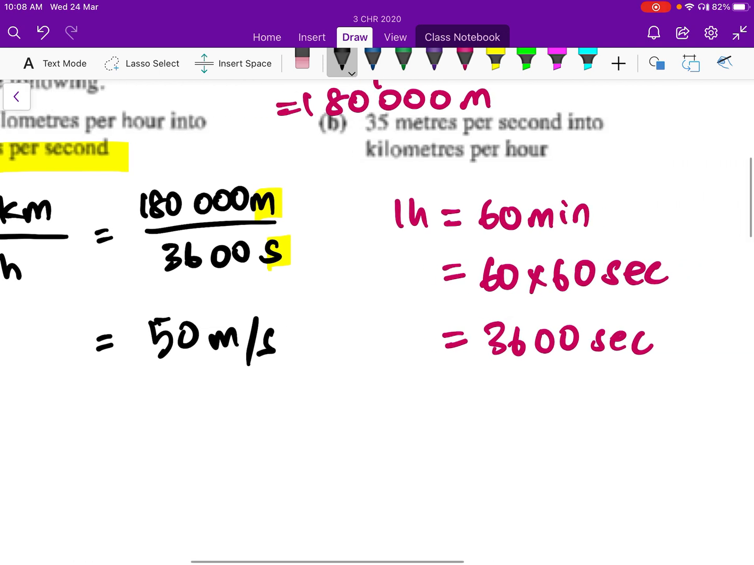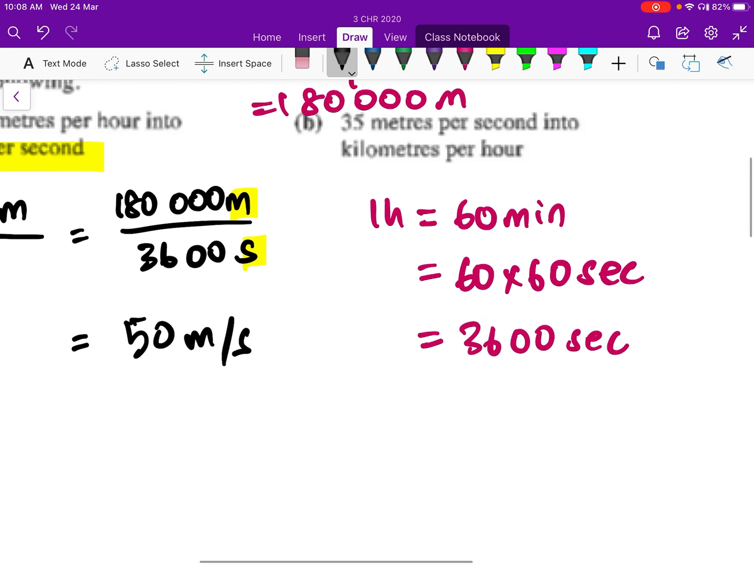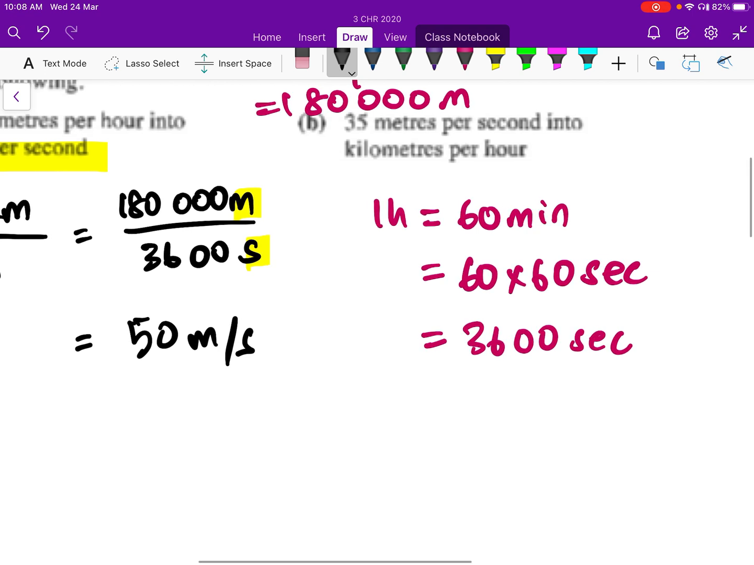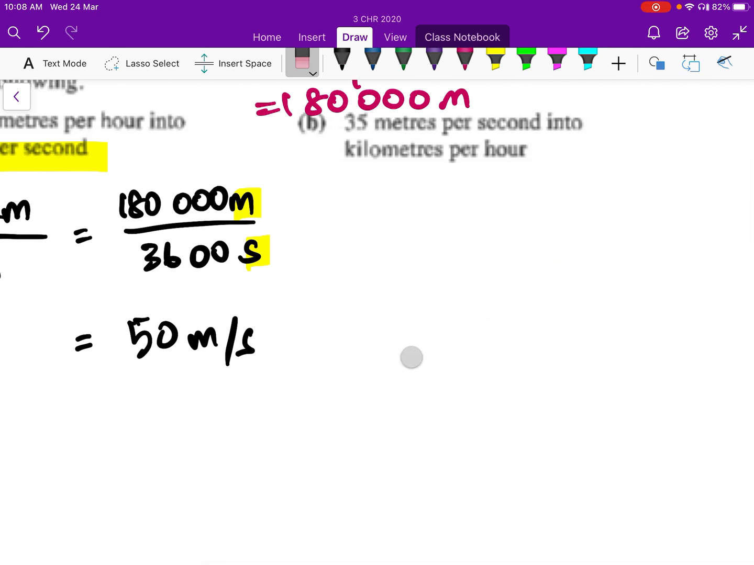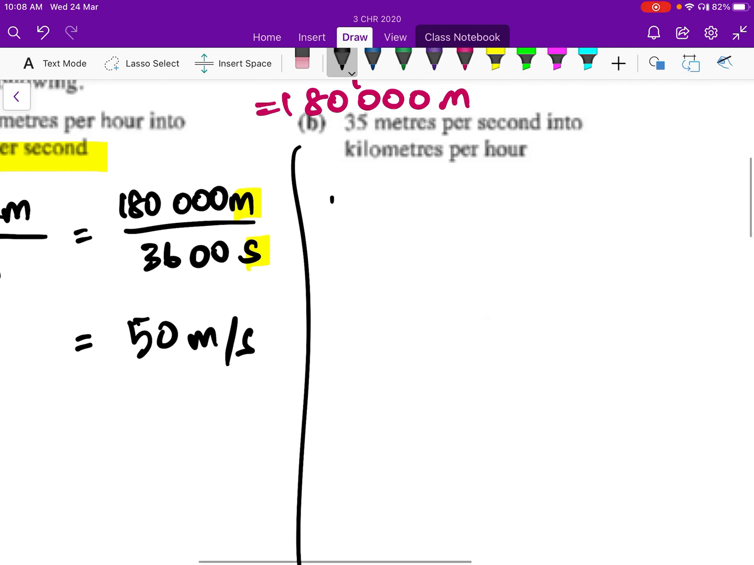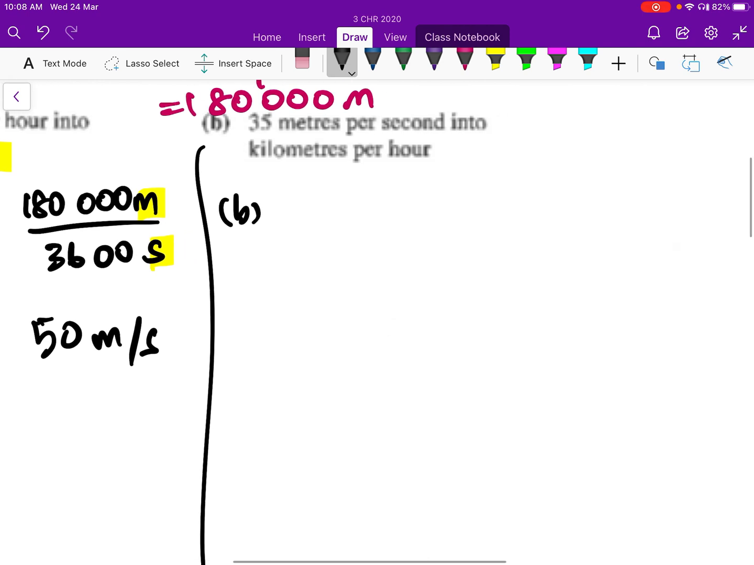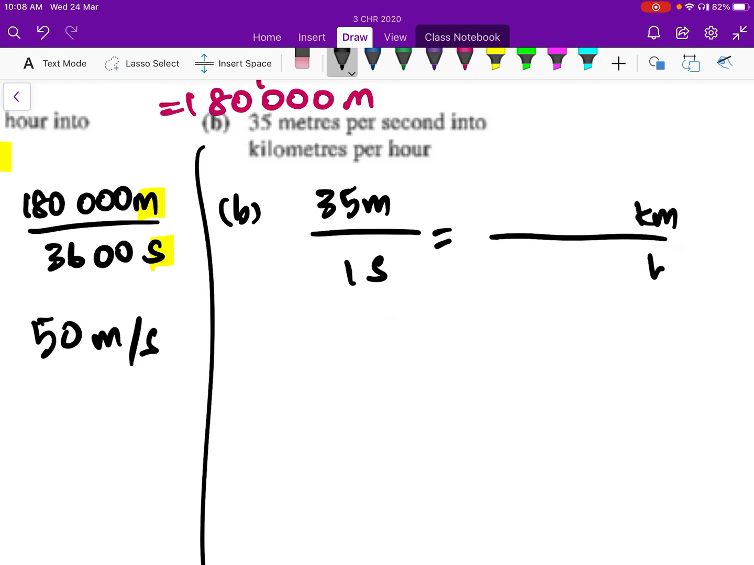So the next one, part B: 35 meters per second, change it to kilometers per hour. So go on, Aloysius. Can you wake them up? Hong Wei. 35 meters per second. So this is what it means, 35 meters per second, over 1 second. Equals how many kilometers per hour? I want this to be in kilometers, and I want this to be in hours.